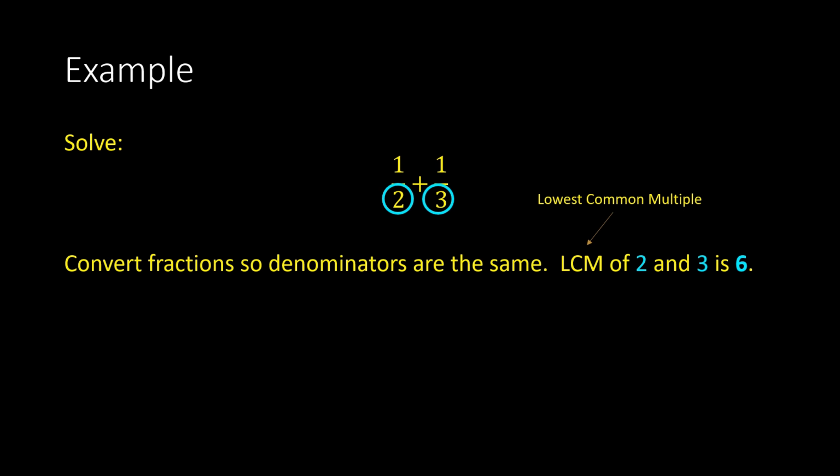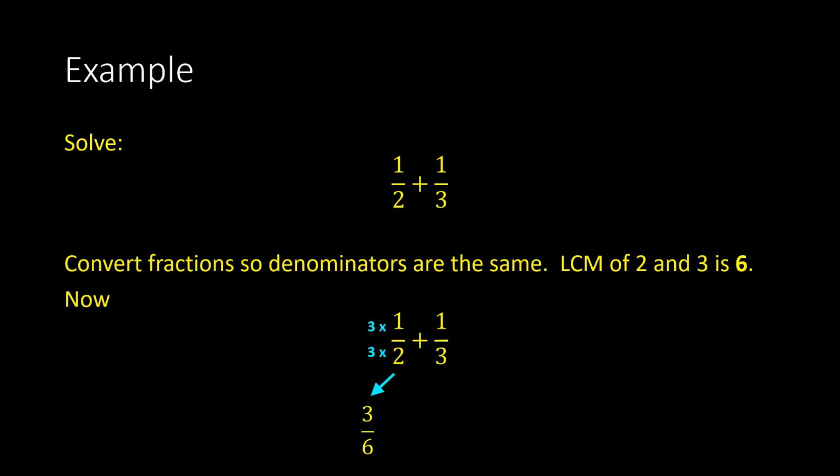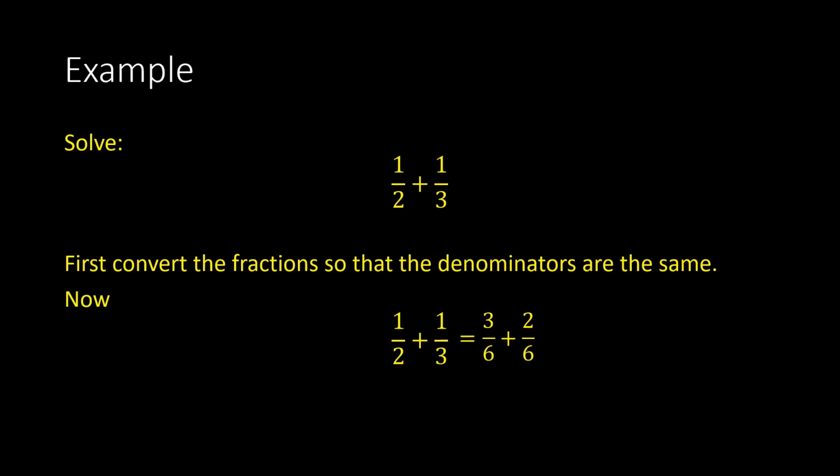Now that we know the LCM for this example, we can convert the fractions so that they can be easily added. We're going to multiply the numerator and denominator of a half by the same number 3 to give a half equals 3 over 6. Similarly, we're going to multiply the numerator and denominator of 1 over 3 by the same number 2 to give 1 over 3 equals 2 over 6. Finally, add the numerators to give 3 plus 2 equals 5, and leave the denominators alone to give 6.